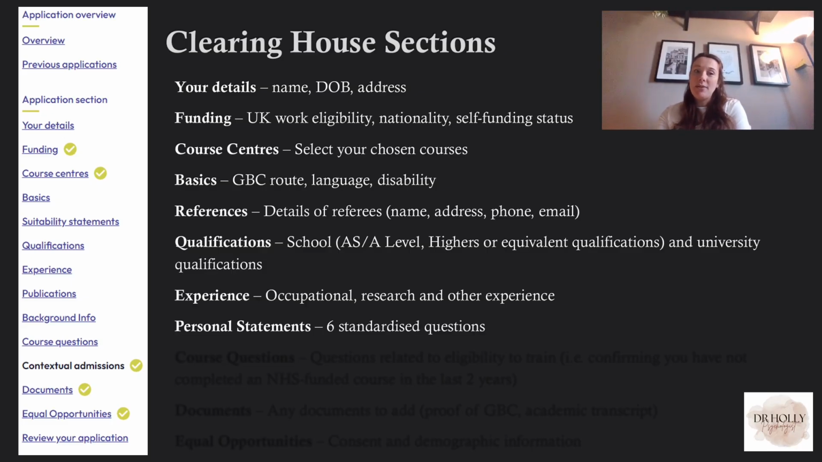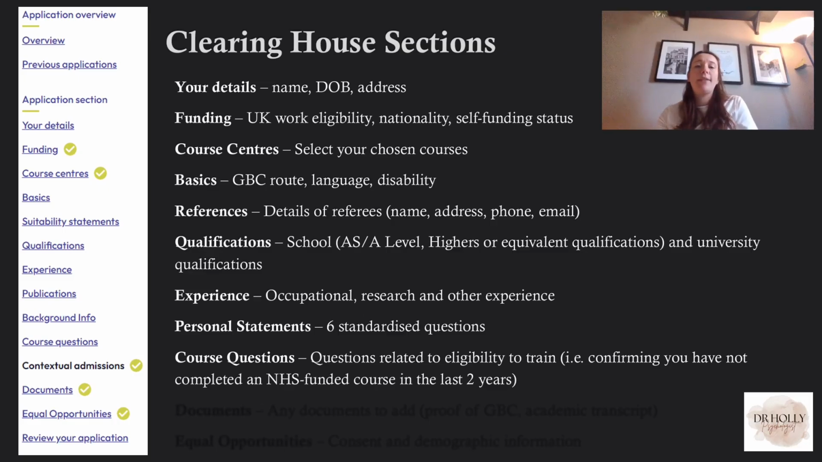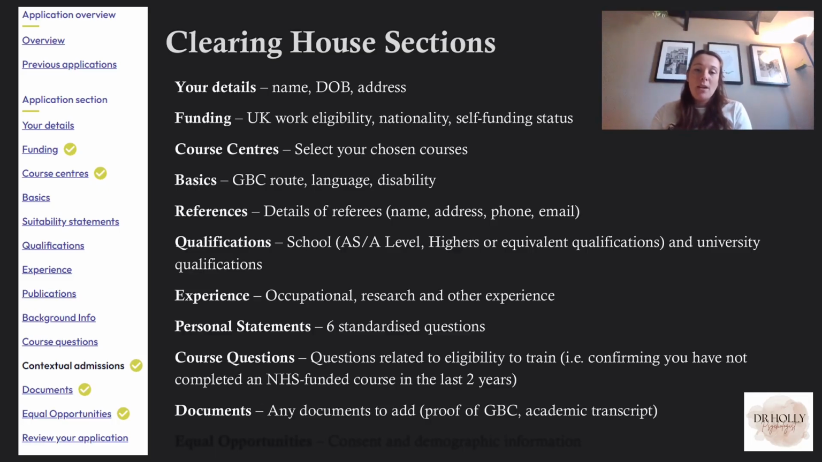And then the personal statements, which are now called course questions. So there are 6 standardised questions. And then questions related to eligibility to train as well, confirming that you've not completed an NHS-funded course in the last 2 years, that sort of thing. You'll need to attach documents, and they should tell you which documents you need to attach, but it's probably worth, when you know which courses you're applying to, having a list and making sure that you're attaching the right documents. And then equal opportunities, so consent and demographic information.